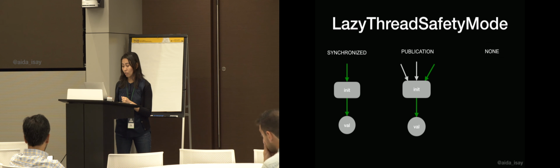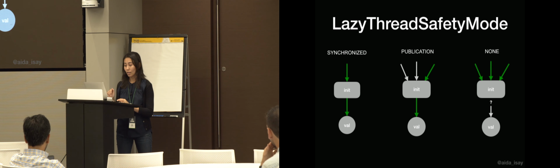And the third one is none. So when you have no kind of locks, this init block can be accessed from all the different threads. But then again, the behavior is undefined, so you never know what value will be returned.